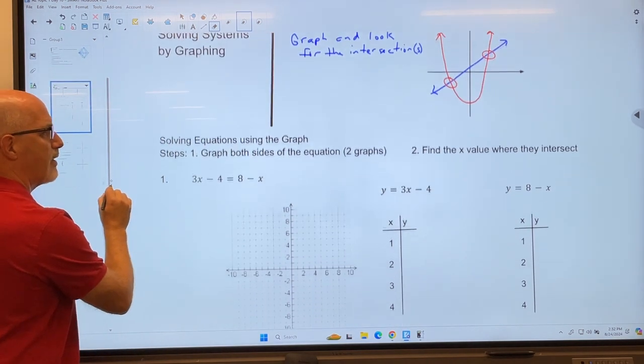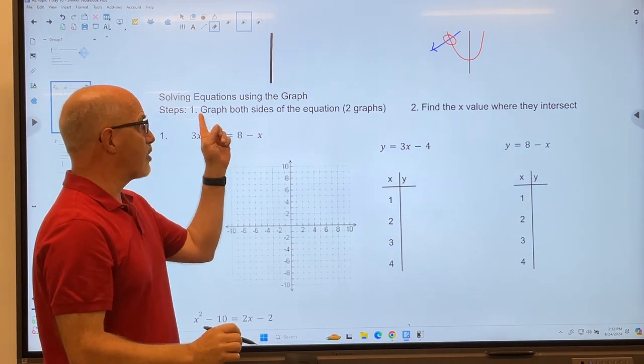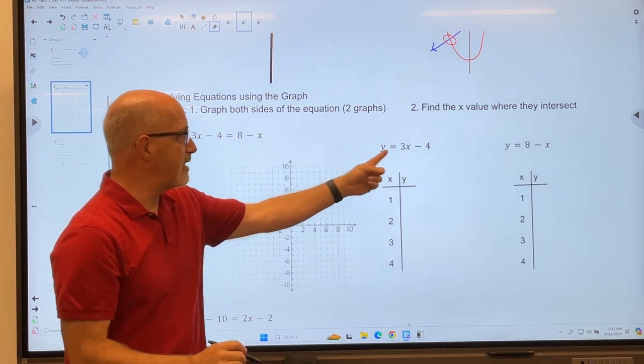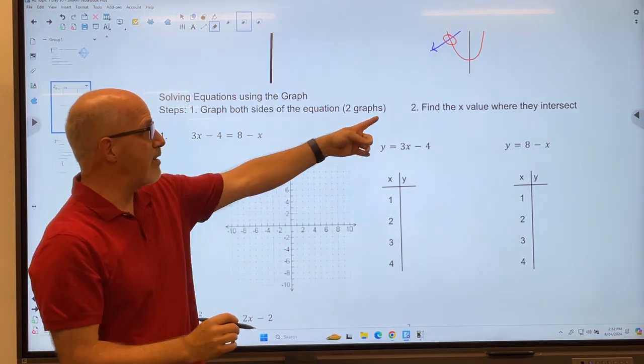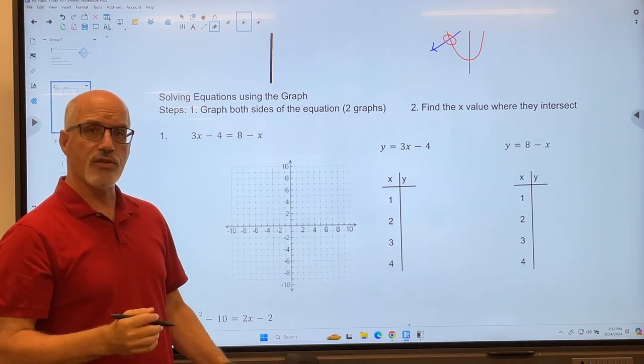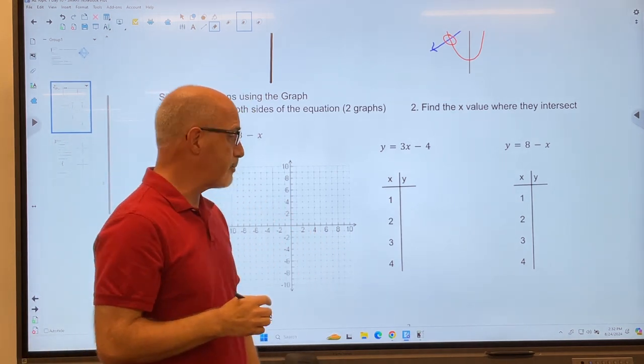We're going to use our graphing calculator for this. So our instructions are to graph both sides of the equation. We're going to do this side and that side separately, graph them, and then find out the x value where they intersect. That will be the solution for the x. The solution to the system will be the ordered pair.